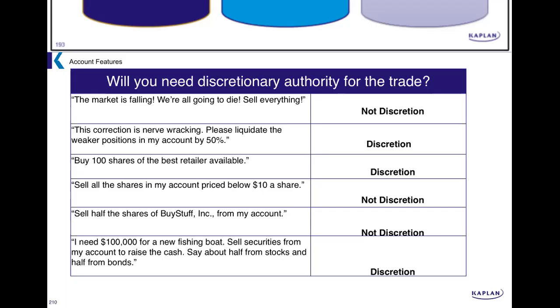I need $100,000 for a new fishing boat. Sell securities from my account to raise the cash. Say about half from stocks and half from bonds. In this case, you're asking me to make decisions that would require discretionary authority.